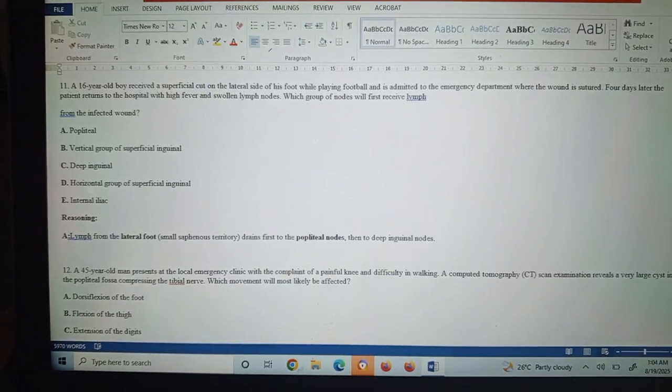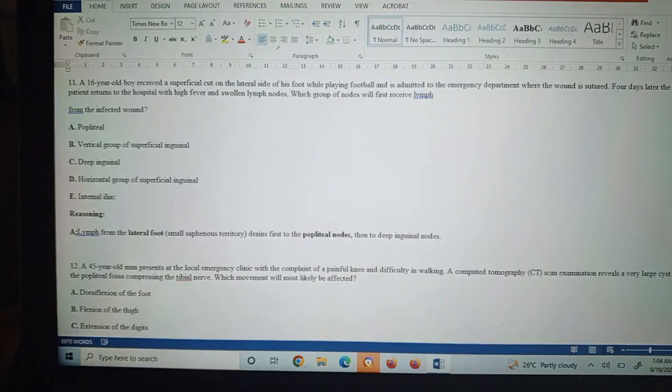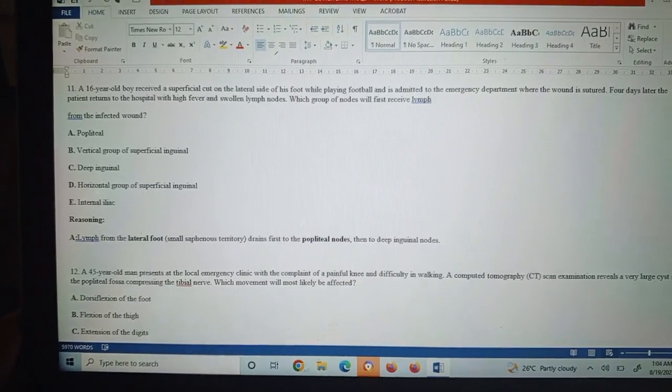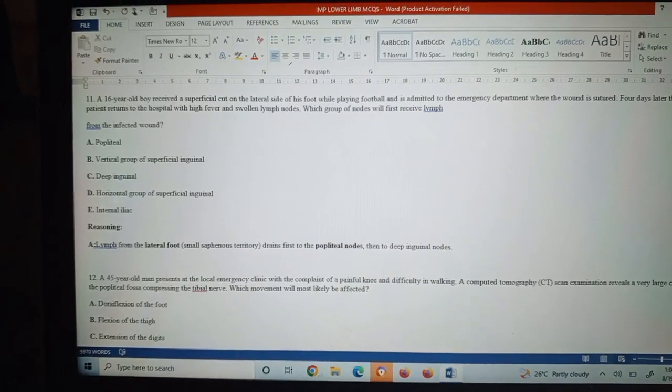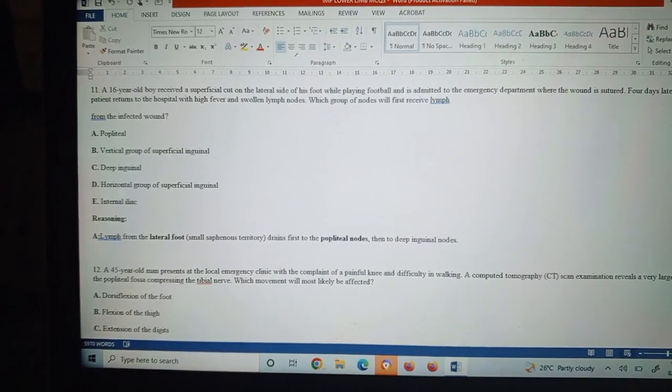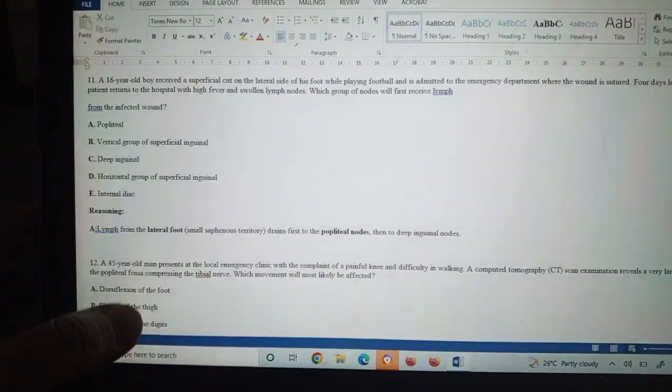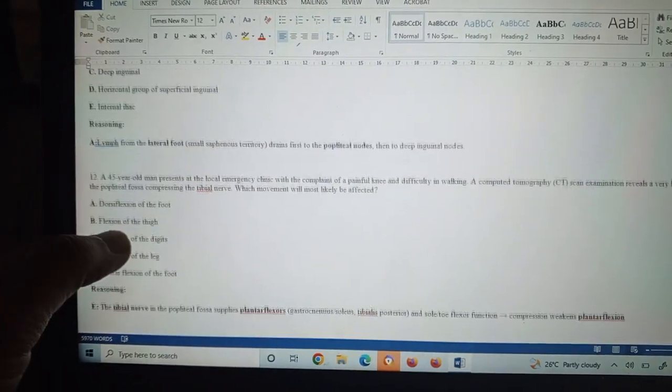Obviously, lymph from the lateral foot, via the small saphenous vein, drains first to the popliteal nodes, then it is going to drain to the deep inguinal nodes, which can be your second MCQ. Okay, you have to prepare the MCQs like this.